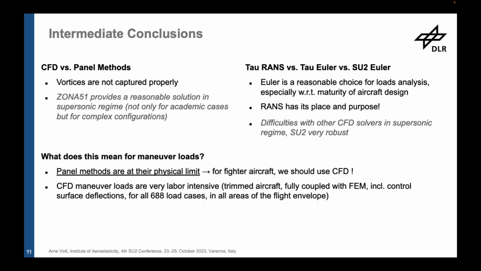So let's have some intermediate conclusions. The first point, we already just had that one. So the vortices are definitely not captured properly by the vortex lattice method, and I haven't shown that, but also not by the ZONA51 method in the supersonic regime. Talking about the three different CFD solutions, from my perspective, I would say that Euler is a reasonable choice, at least for loads analysis, and especially when you think about the maturity of the aircraft design.